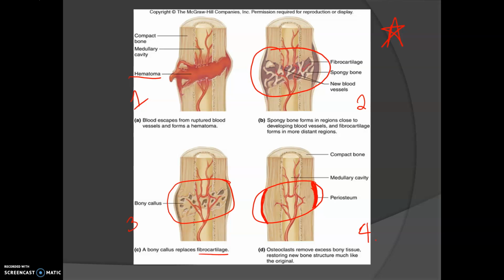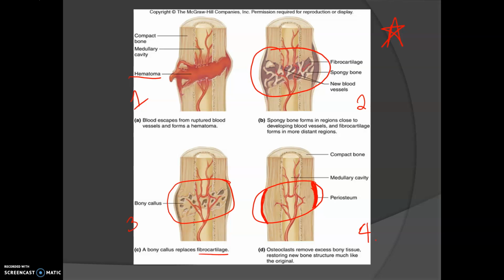So remember, step 1, our blood vessels have broken. We're seeing a hematoma, which is really just a large blood clot. Step 2, we're going to see spongy bone form and fibrocartilage form in between it. Step 3, we're going to see that bony callus form, replacing that fibrocartilage. Step 4, our bone is technically healed at this point, but it's misshapen, so our osteoclasts are going to come in to help reshape that bone.